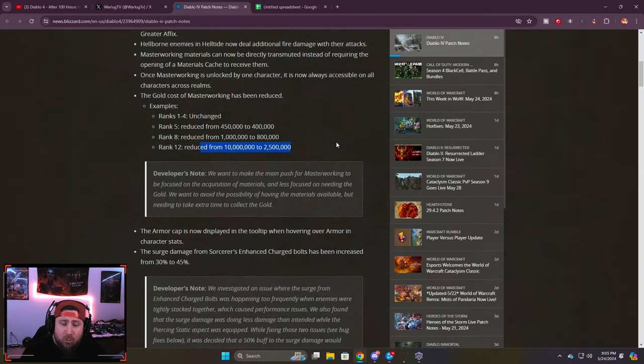I don't know how much the total cost is to go up to rank 12 because I don't have any gear that's that high to do the math for you guys. But rank 12, just 12, has been reduced from 10 million to 2.5. This is probably going to be significant at the later stages of the game. So this is really good.